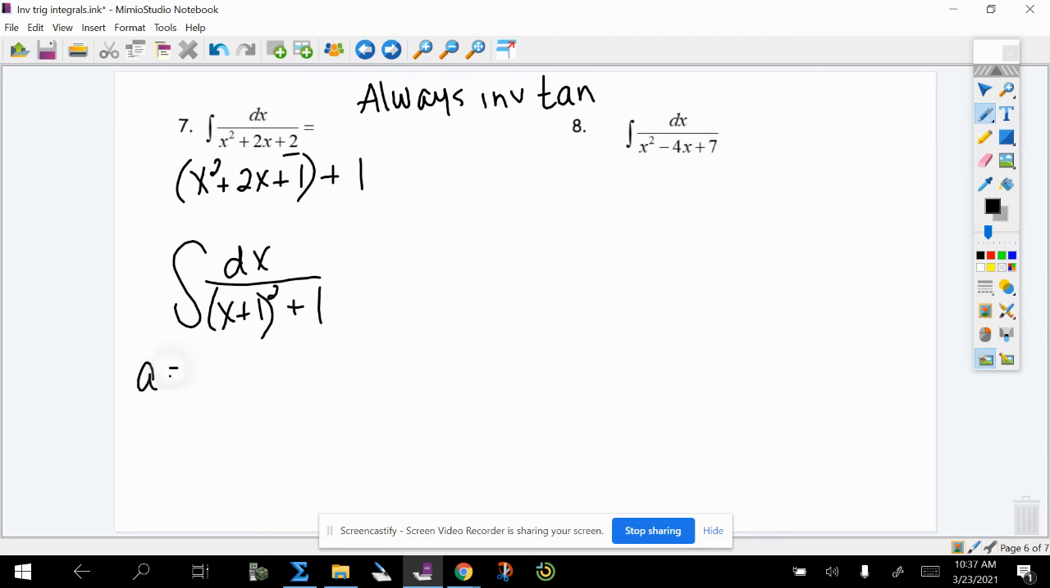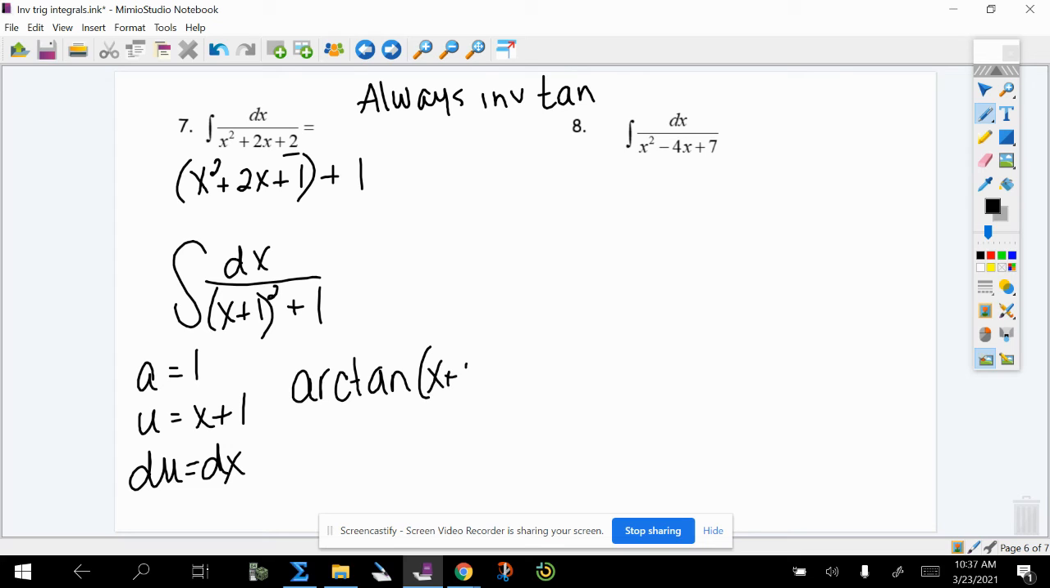Your a is what was squared to get 1. Your u is x plus 1. It's a binomial. And your du is just dx, or 1, so no adjustment. So your integral is 1 over 1, which doesn't need to be written, arctangent of u over a, which ends up just being the arctangent of x plus 1.